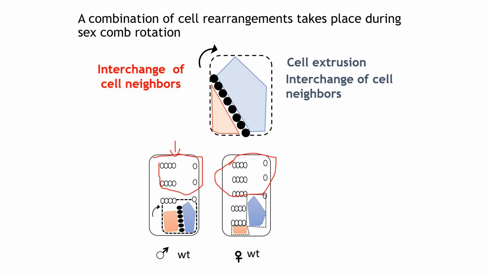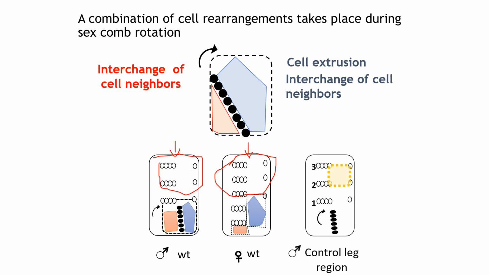And we also tried to see if cell extrusion only takes place in the sex comb rotation or can also take place in females, which don't have a sex comb. This can give us an indication of what is the unique process taking place during the rotation. Also, as a control we used another region of the leg, this top region above the sex comb, which has low influence from the sex comb rotation, to see what the general cell dynamics are in that region.